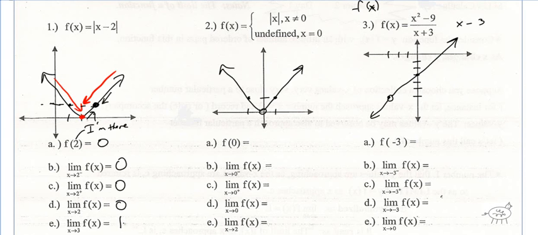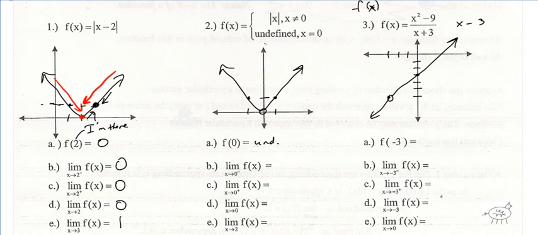So let's look at the next one. It's very similar to the last problem, except I even tell you it's a piecewise function. I tell you it's undefined at x equals 0 and defined everywhere else. So now I'm saying, what is f of 0? Well, isn't that undefined?